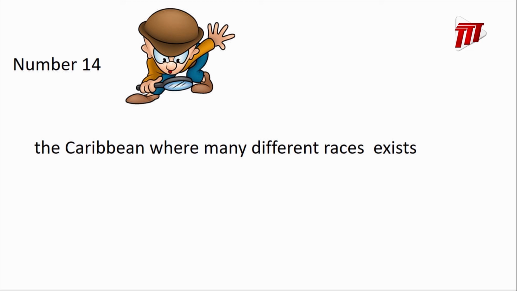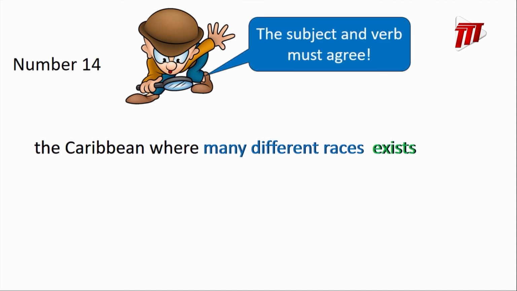Singular nouns have a verb with an S, and plural nouns have a verb that does not have an S. Yes. So it should not be exists. It should be exist, yeah? The subject and verb must agree.